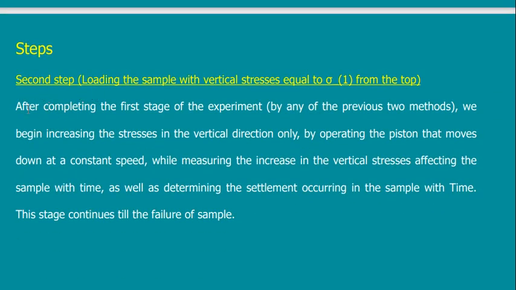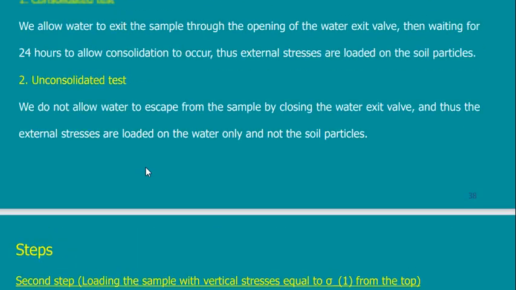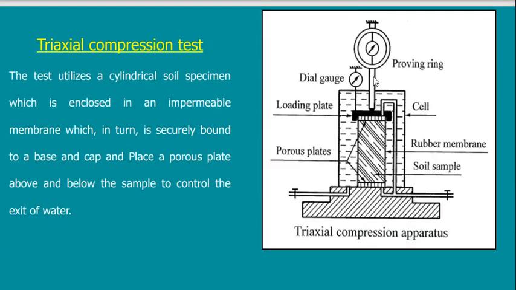The second step, after completing the first stage of adding water with sigma 3, is that I need to begin increasing the stresses in the vertical direction by operating the piston that moves down at a constant speed. So now I have here a piston that can move at a constant speed. When I move this piston, it means that it will start exerting vertical stresses on the sample. So this is called sigma 1.